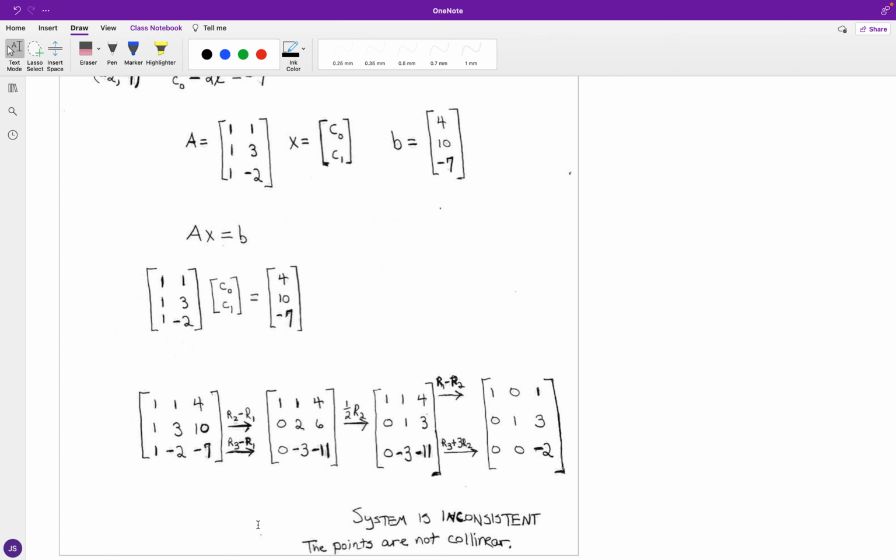Same procedures, but this time, if you notice, instead of having zeros across the bottom, we have 0, 0, negative 2. For that reason, the system ends up becoming inconsistent. And because the system is inconsistent, we no longer have the points being collinear.